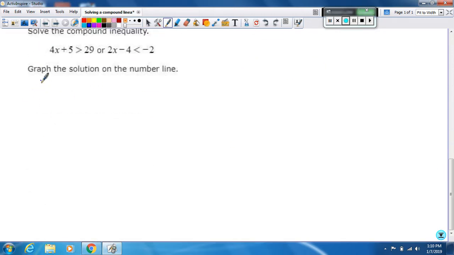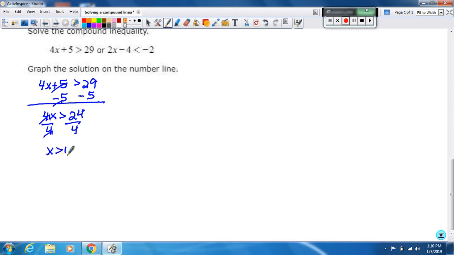Okay, the next one, 4x plus 5 is greater than 29. I'm going to subtract 5 from both sides. Bring down the 4x. Opposites cancel. Is greater than 29 take away 5 is 25. No, I'm sorry, it's 24. I don't know what I was thinking. 4 times x, divide both sides by 4. Top cancels with bottom. x is greater than 6. 24 divided by 4 is 6.